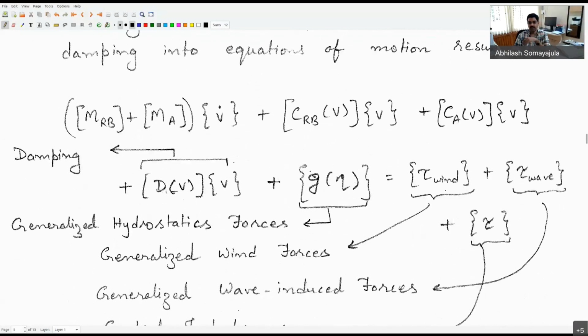Now, when I include that so-called added mass into my system, what I'll see is that the dynamic equations of motion can now be written as this large equation which you see here. Here I'm separating out a couple of different things. So let's talk term by term about what's happening. MRB is the rigid body mass matrix which we had before. Now, in addition to that, we have an additional mass matrix. This is the added mass matrix.